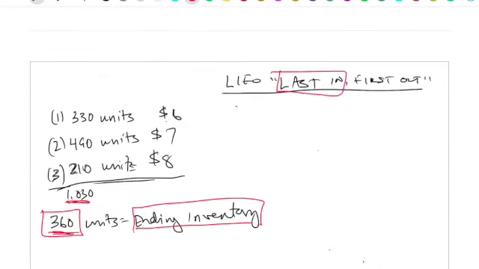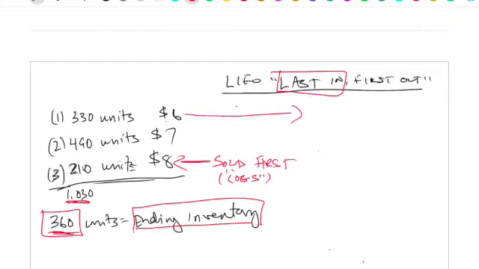LIFO is last in, first out, meaning the units that were purchased last are the ones that we assume are sold first for purposes of costing our inventory. Now, let's approach this a little differently from the FIFO example. I'm going to suggest this because I want you to know that there are different ways we can think about this, and also the math is a little bit easier. So last in, first out means that these last layers are sold first, meaning we're going to assume that this is part of our cost of goods sold. These later layers, which means our ending inventory is going to be comprised of these first layers.